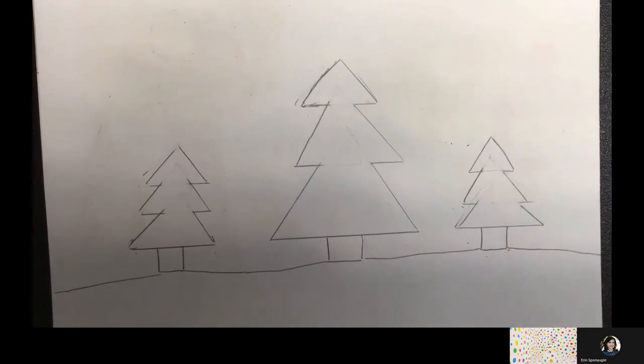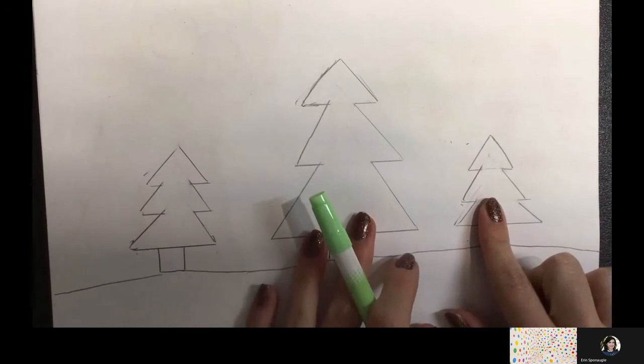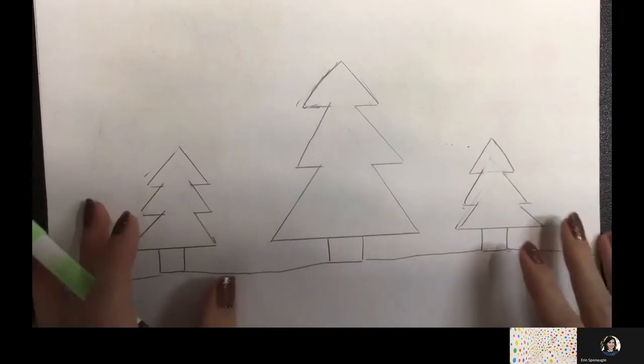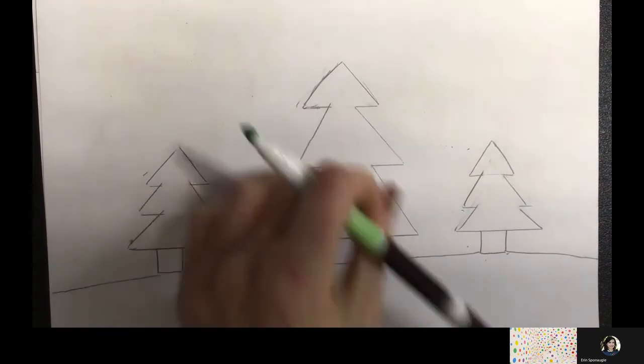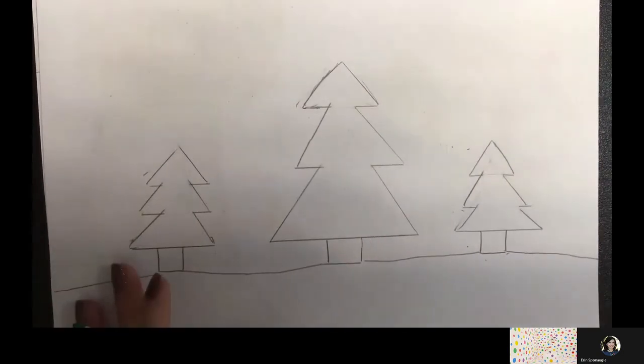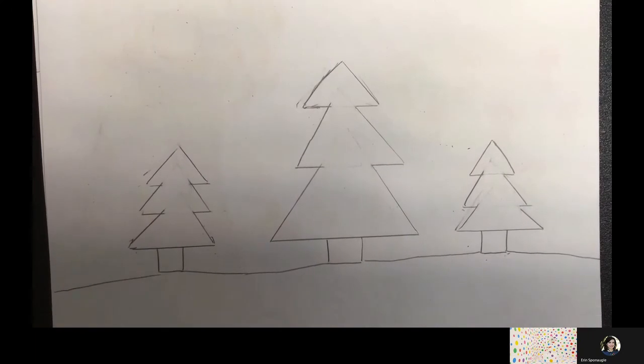Let's get started. All right, so the first thing that I would do is decide what color to make my trees. I'm going to use marker, but you know me, I let you use anything that you have. I would decide what color you're going to make your trees because you don't want to start doing your polka dots and then color in your trees. They will smear.